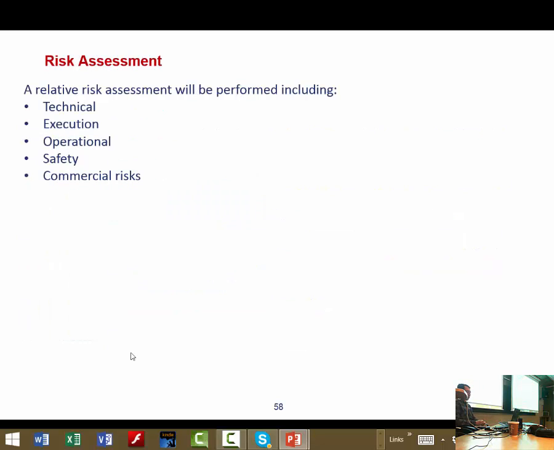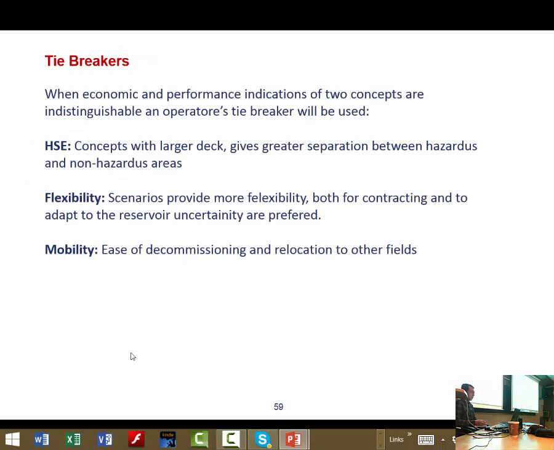But what is risk assessment? The type of risk assessment which we are doing is usually technical risk assessment, execution risk assessment, operational risk assessment, safety risk or safety assessment, and commercial risk assessment at the end. And what are tiebreakers that I mentioned previously, which is the final decision drivers.